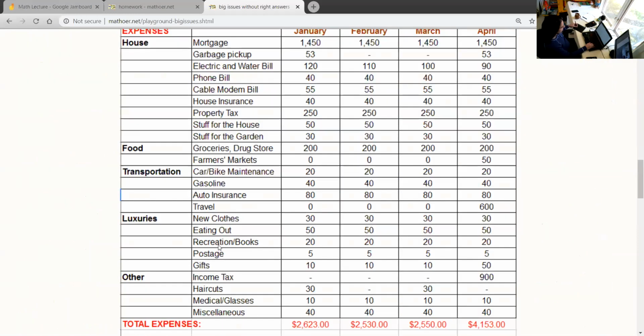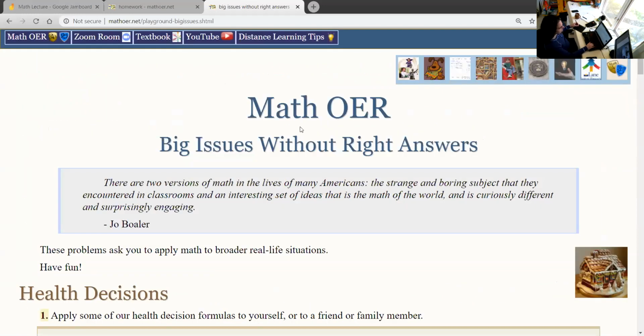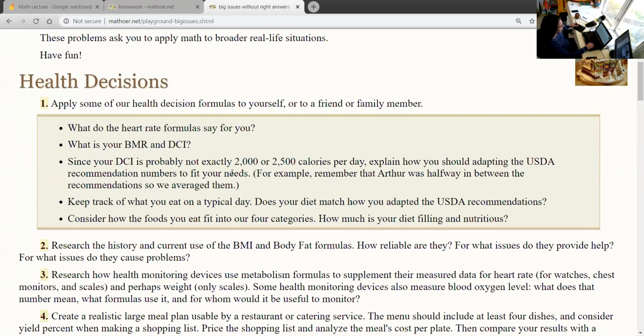You can read about the contract cheating industry, for how people cheat on college tests, without having actually waited till we get to business topics in the Math 25 class. So I would also look through these a bit over the weekend. And what I would like to do is on Tuesday, just sort of go around the room.